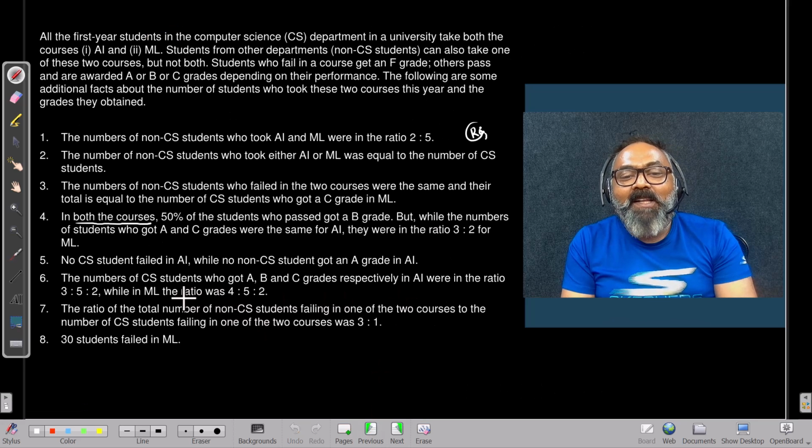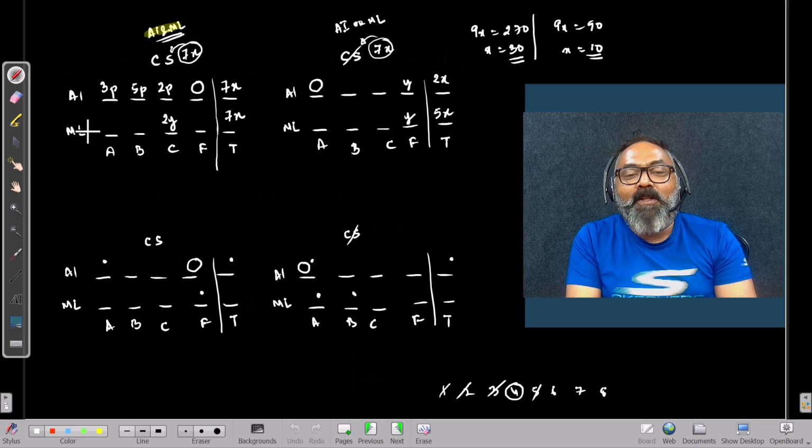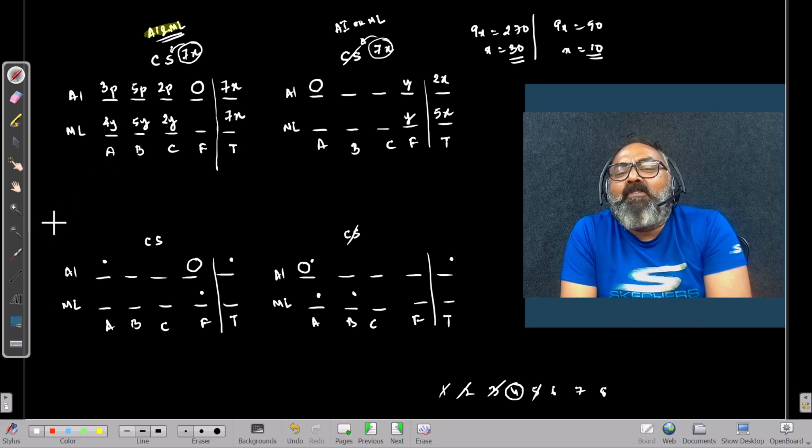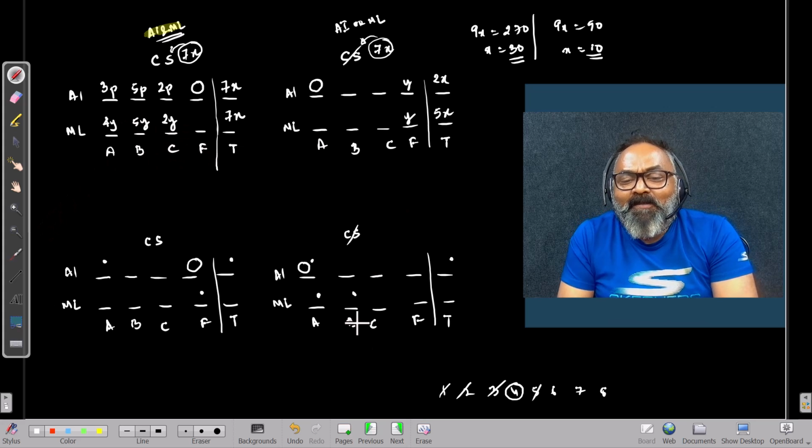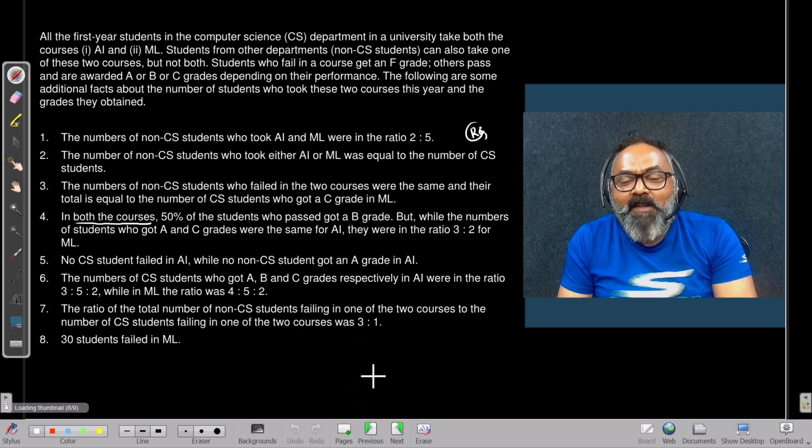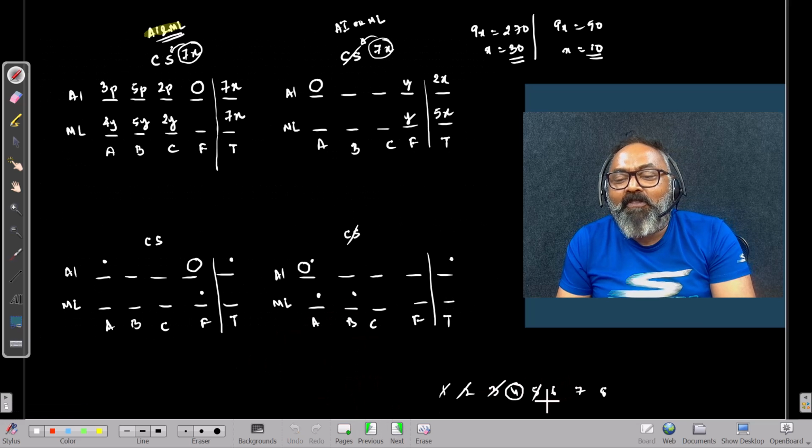And ML is in the ratio 4:5:2 for A, B, C. We already got a 2y, so there will be 4y and 5y. Wonderful. Don't worry, we'll knock this off. So which means we have dealt with number 6 as well.